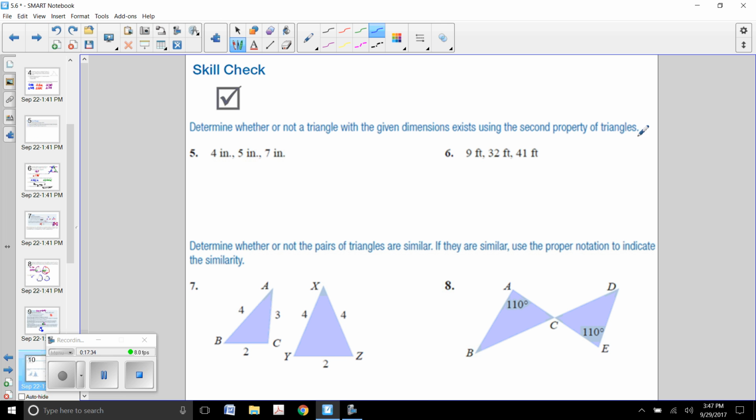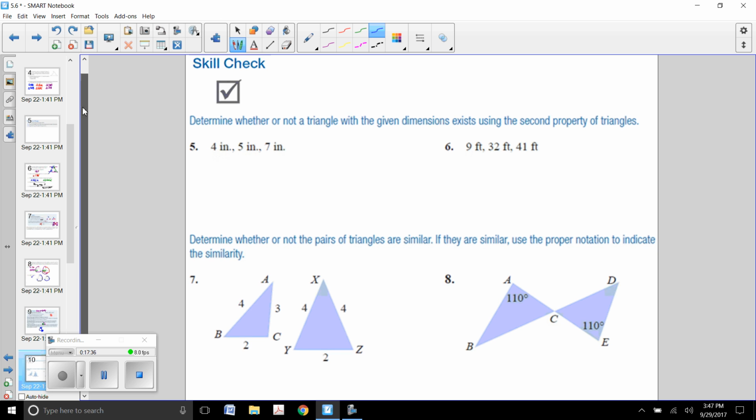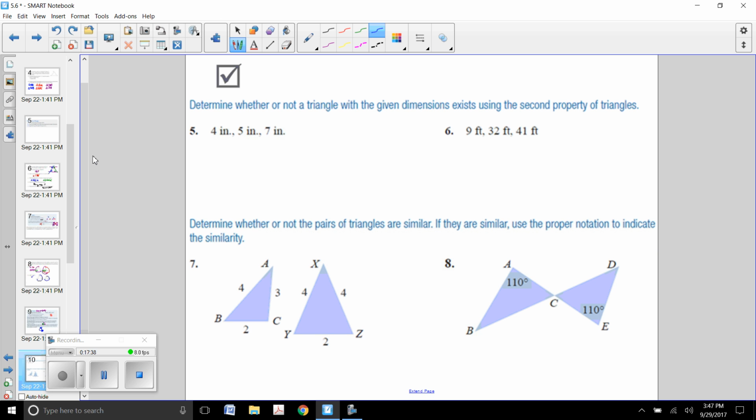So let's take a look at some skills check problems, this practice. Since we haven't done any of these practice problems together, any similar exercises, we're going to do them together now. Our first direction says to determine whether or not a triangle with the given dimensions exists, if it is possible, using the second property of triangles. Remember, the second property of triangles says the sum of two lengths of a triangle has to be larger than the third length.